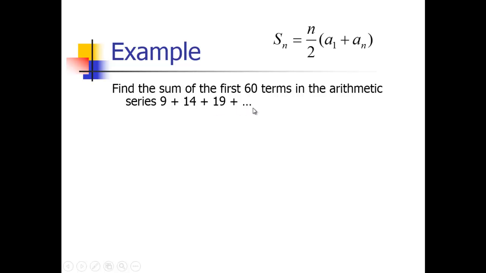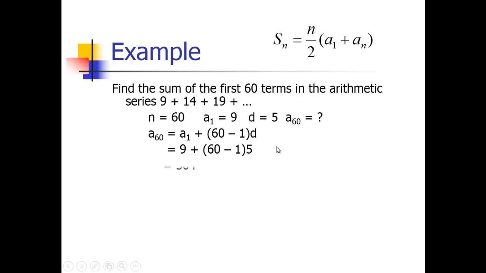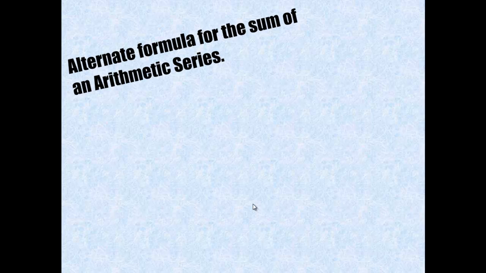Before you find S_n, you should first find a_n. In here, a_n is a_60. a_60 is 304. After that, you can find S_60. So, S_60 is 9,390. This is the alternate formula for the sum of an arithmetic series.